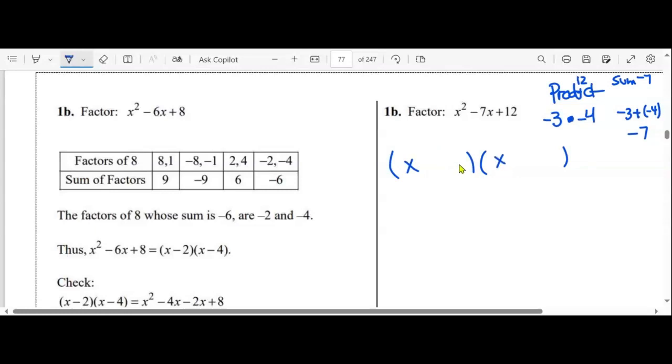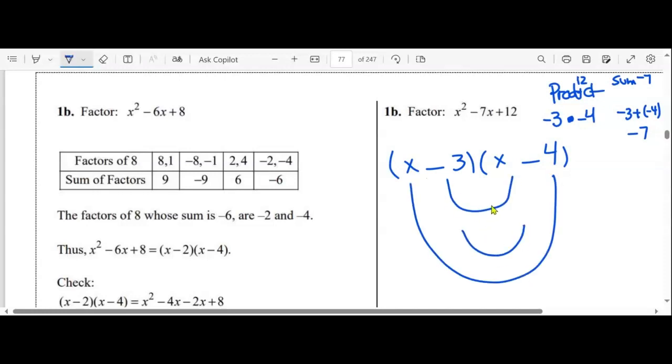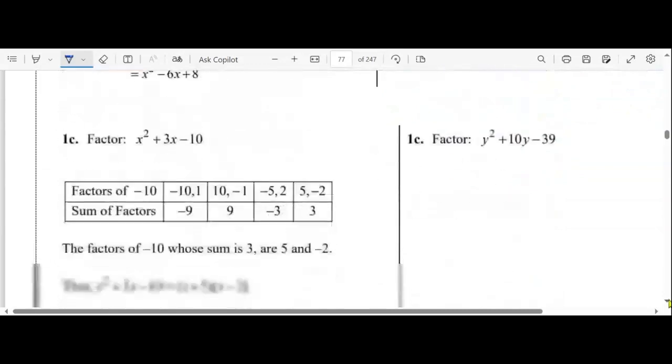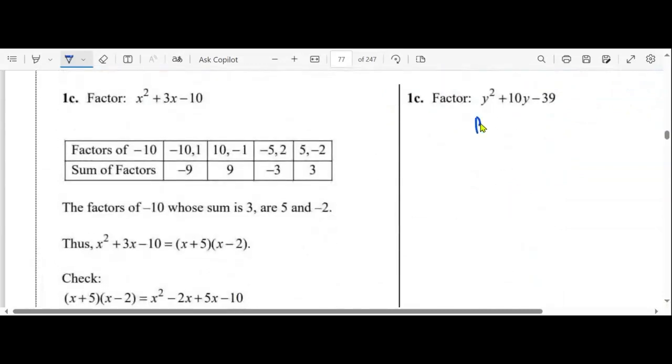So let's do the factoring. X and X. 12 is 3 and 4, negative, negative. Now to check your answer, what do you do? Happy face. Negative 3x, negative 4x. That gives you what? Negative 7x. Is this clear? Yeah. Next one.